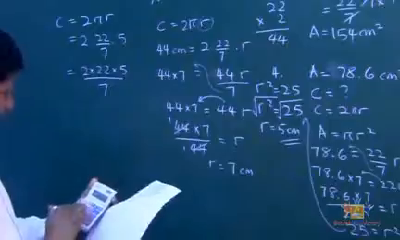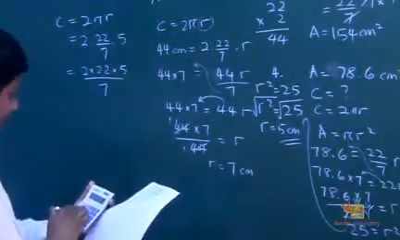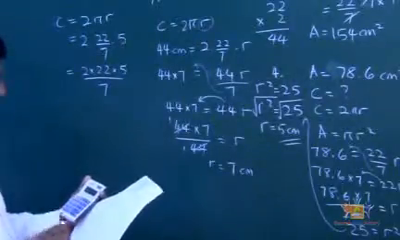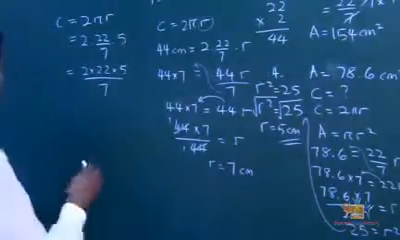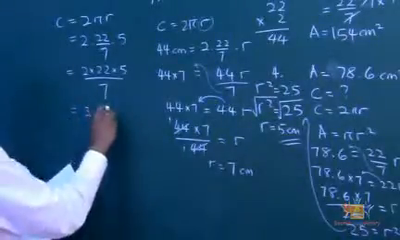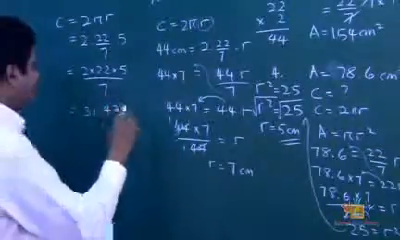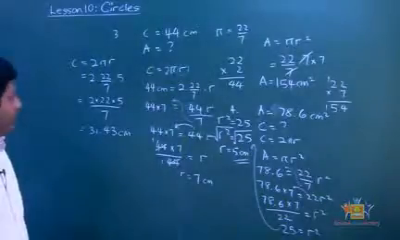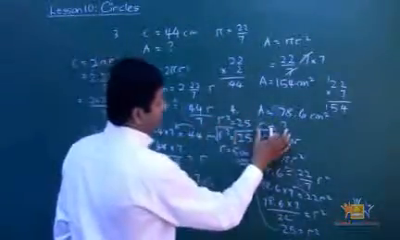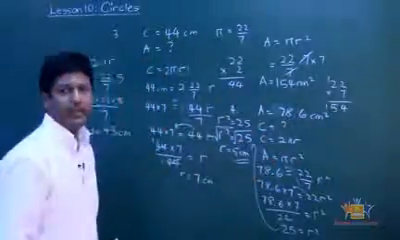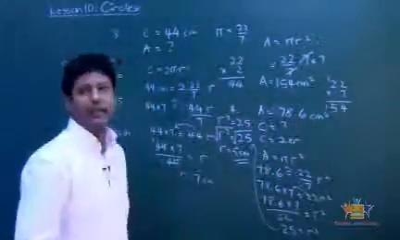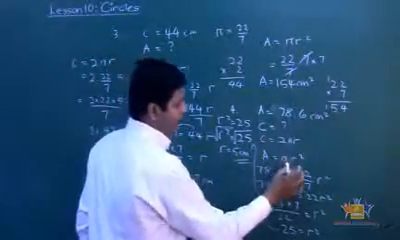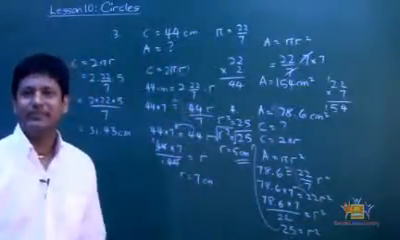So we take 2 times 22 times 5. That gives me 220. Divide that by 7. That gives me 31.43. What's the unit? Centimeters. Exactly. Pretty easy, isn't it? So see that? In order to find the circumference, we need to know the radius, and the radius can be found from the area. Pretty easy, isn't it?